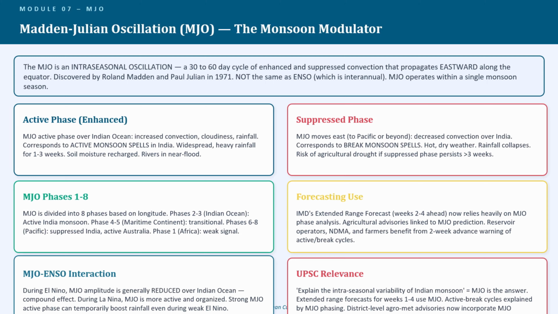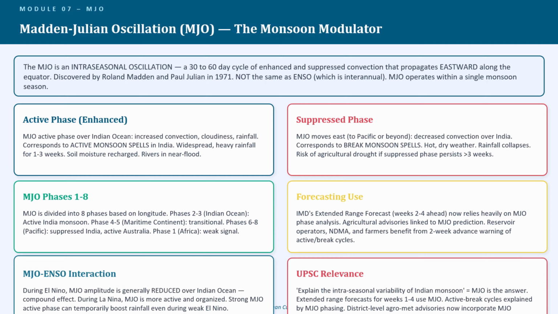Practical importance: the MJO cycle of 30 to 60 days means that within a single June to September monsoon season, India typically goes through 2 to 3 active-break cycles. This explains why a farmer in central India might experience 2 weeks of flooding, followed by 10 days of dry heat, followed by another active spell.